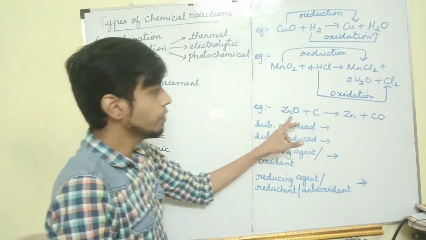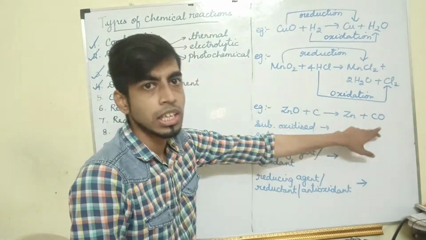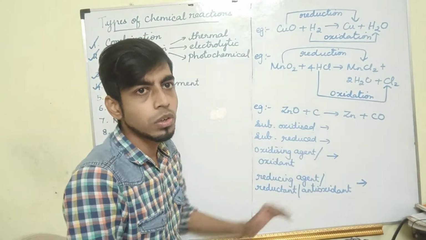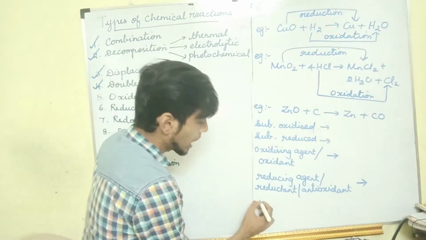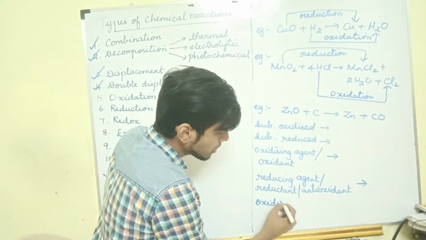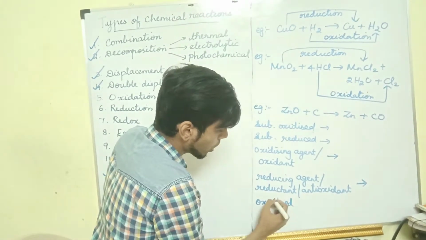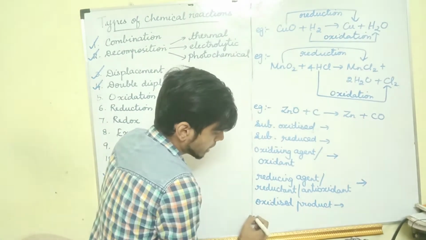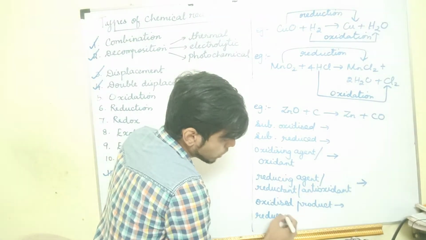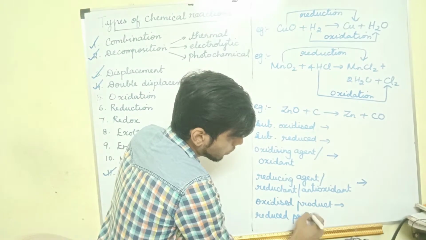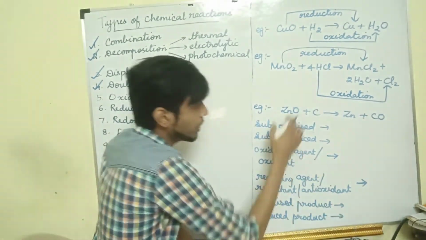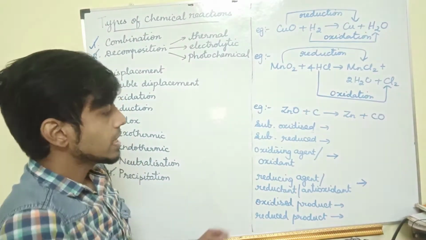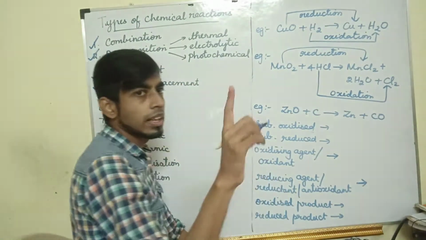Okay, so if a redox reaction is given, you should be able to find out all these things. Okay, and they will ask you which is the oxidized product and which is the reduced product. So for an equation you should be able to find out all these things. Okay, so first, listen carefully.